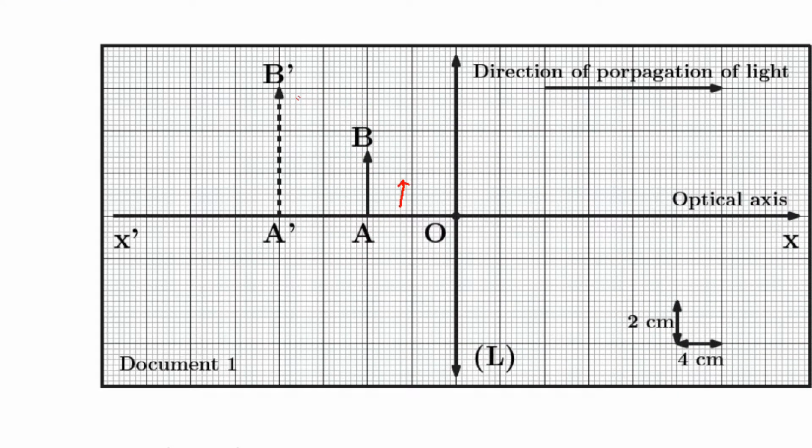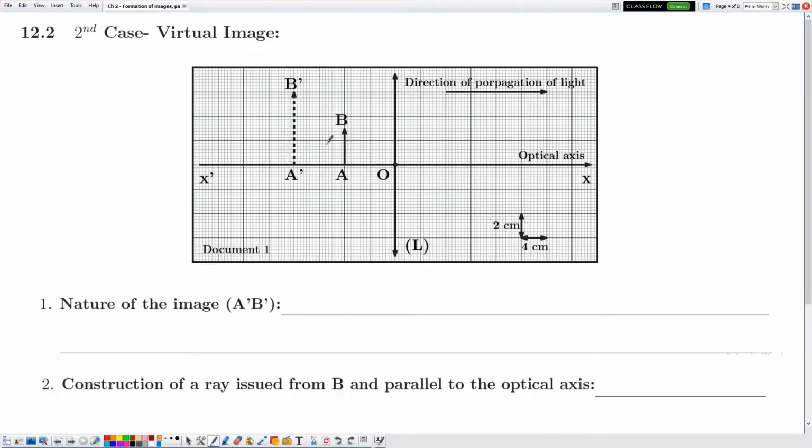So here the object AB is pointing upward and the image A prime B prime is pointing upward, which means that the image and the object are in the same direction. And whenever the image and the object are in the same direction, which means it is erect, then the nature of the image is virtual, since it is erect with respect to the object AB.